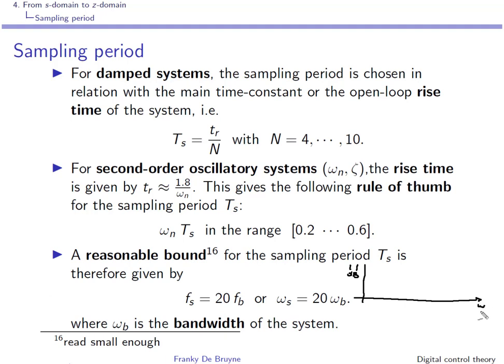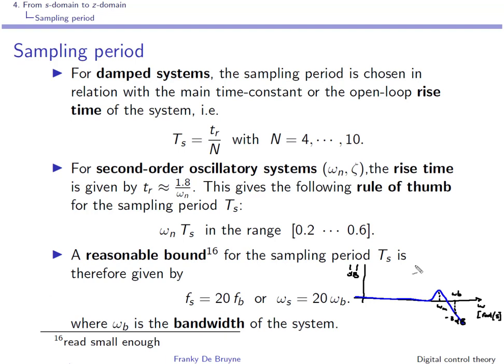Well, what we can look at is the magnitude plot in dB of the Bode diagram of a second order oscillatory system, and purely indicative, but it will look like this, right? And somewhere in this vicinity we have the natural frequency, and the bandwidth frequency is the frequency at which the gain is -3 dB.